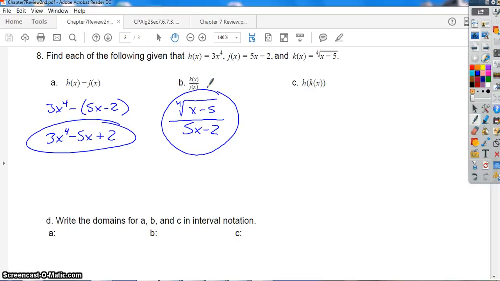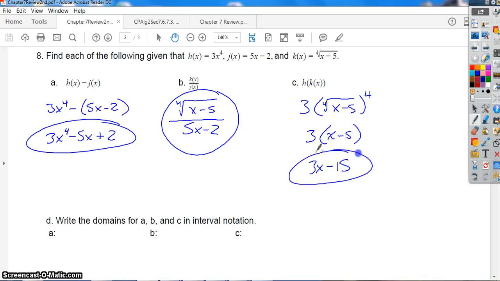And then in C, h, I'll rewrite, but I'll leave a blank where the x is, and I'm putting in k of x, which would be the 4th root of x minus 5. So, 4th roots cancel out, so this is 3 times x minus 5, which is 3x minus 6.